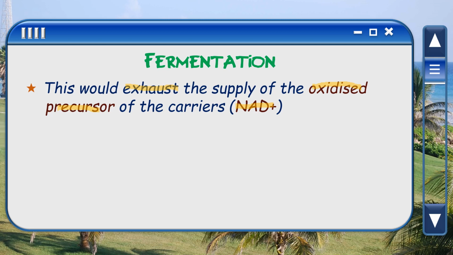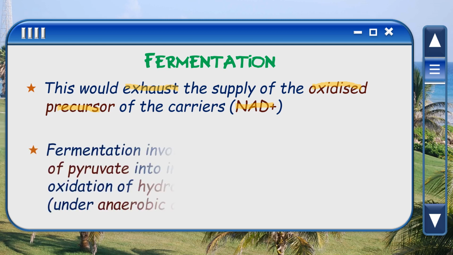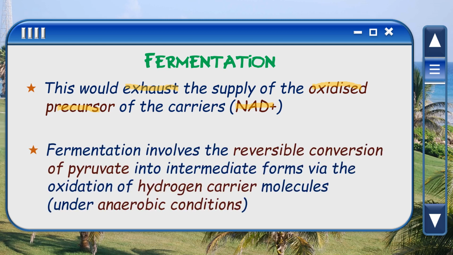And if glycolysis is taking place, it means that we are breaking down glucose into pyruvate. If you break it into pyruvate and it stops there, does not go into the mitochondria, then it means that we are going to become exhausted of the oxidized precursor. If that happens, then glycolysis will stop. So what happens? Fermentation involves the reversible conversion of pyruvate into an intermediate form via the oxidation of hydrogen carrier molecules under anaerobic condition.